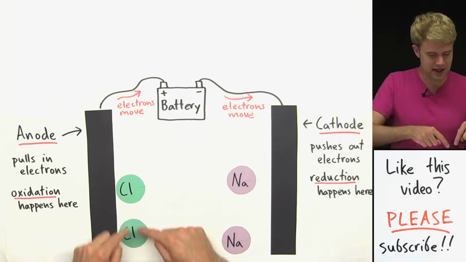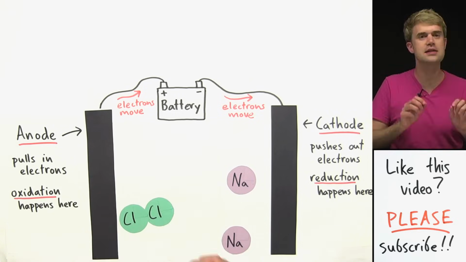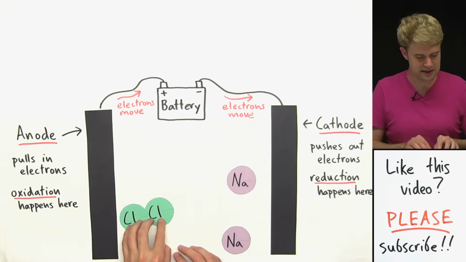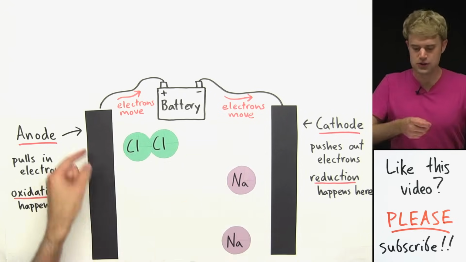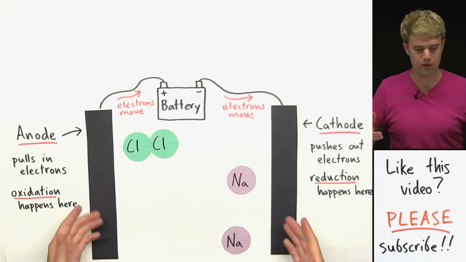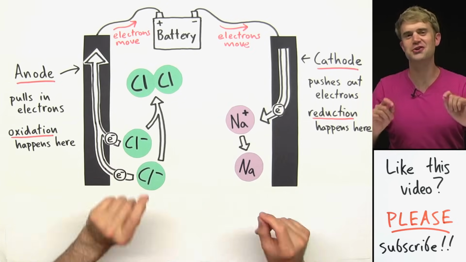As soon as they don't have a charge anymore, they're going to pair up to form a Cl2 molecule. This is gas, and it's actually going to float away. So that's how the electrons move in this electrolytic cell. Here's a diagram of the process that I just showed you.